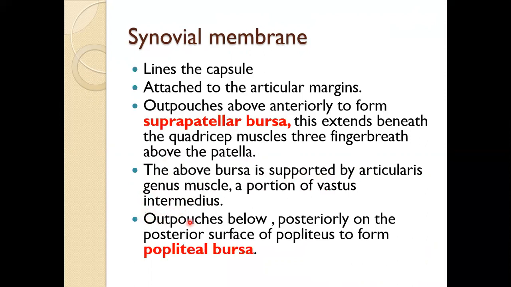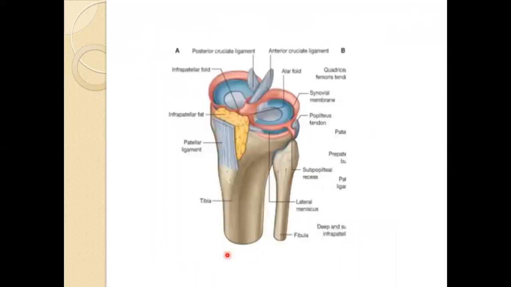Also, the synovial membrane outpouches below, posteriorly on the posterior surface of the popliteus, to form the popliteal bursa, right? Previously discussed under the subheading of the capsule of the knee joint. In the posterior wall of the capsule, there was a small hole which was permitting the popliteal ligament to go through it. And through that deficiency, the synovial membrane outpouches to form a bursa called the popliteal bursa.